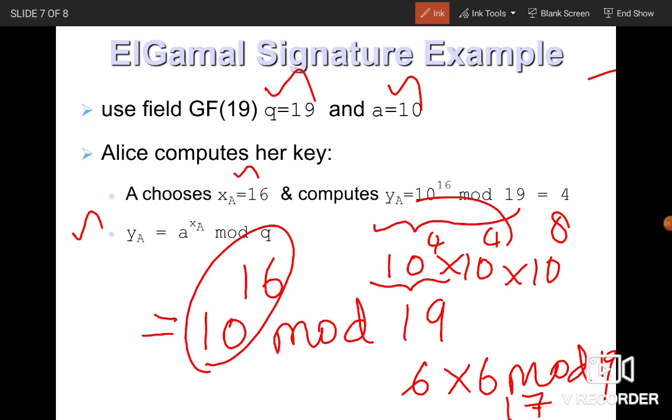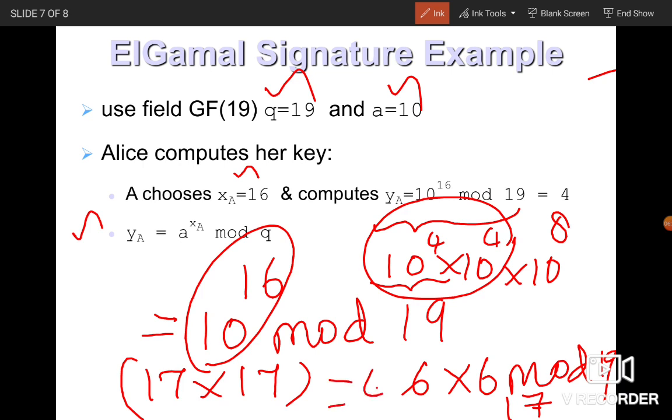So now we have completed this part. So 17 into again 10 power 8, so 17 into 17 modulus 19. The answer is 4. So the final answer is 4.